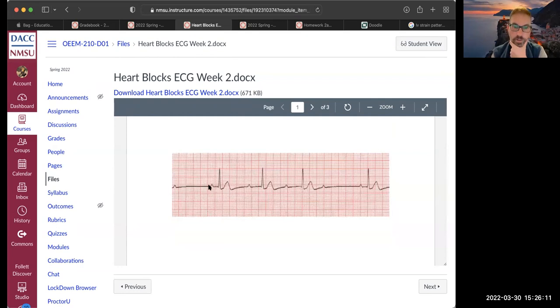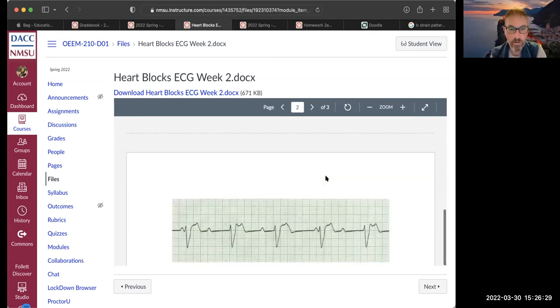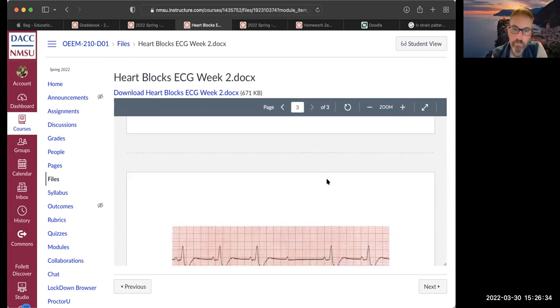This, however, you can clearly see the P to R interval getting progressively longer until you have a P wave without a QRS complex, right? And so this is that Wenckebach pattern. So this is a second degree type one, or a Mobitz one. Let's see here. I think that is it, for the most part.